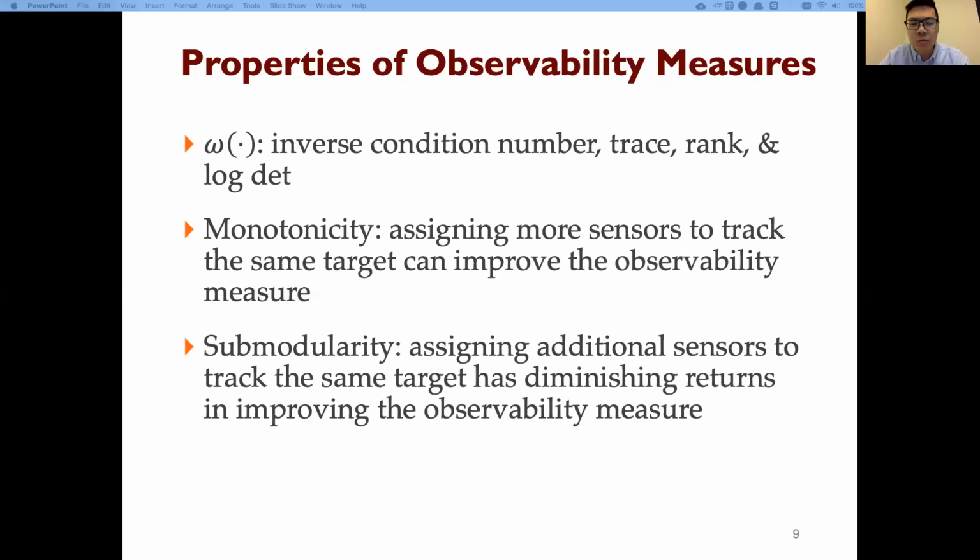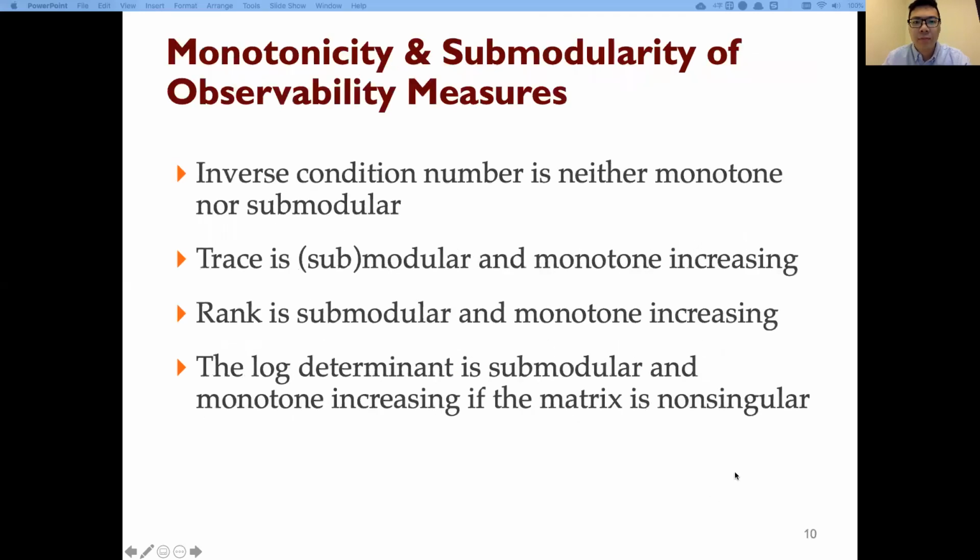So why do we care about these two properties? Because if the observability measure is monotone and submodular, there exists a very simple and efficient algorithm to optimize it. So let's see if these observability measures have these two properties. We prove that the inverse condition number is neither monotone nor submodular. However, the trace and the rank of the symmetric observability matrix are submodular and monotone increasing. And its log determinant is submodular and monotone increasing if the symmetric matrix is non-singular.